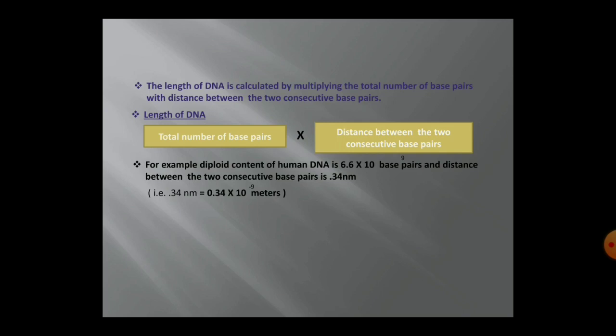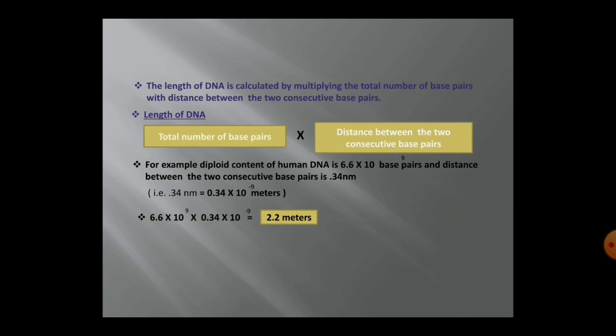So the total number of base pairs in case of diploid content of human DNA is about 6.6 into 10 raised to 9, multiplied with the distance between two consecutive base pairs, 0.34 into 10 raised to minus 9. So we'll get the length of diploid content of human DNA, that is 2.2 meters. In case of haploid content of human DNA, the length of DNA is 1.1 meters.